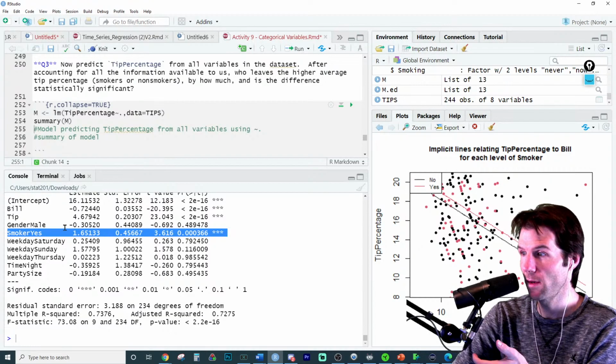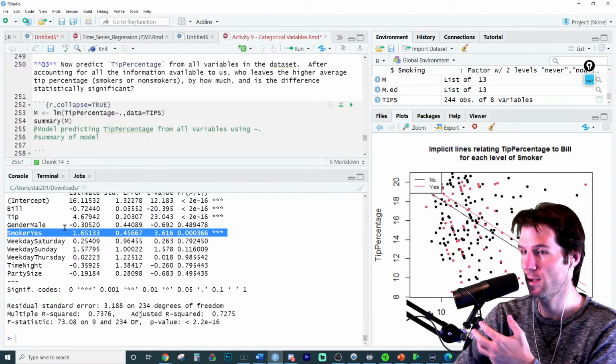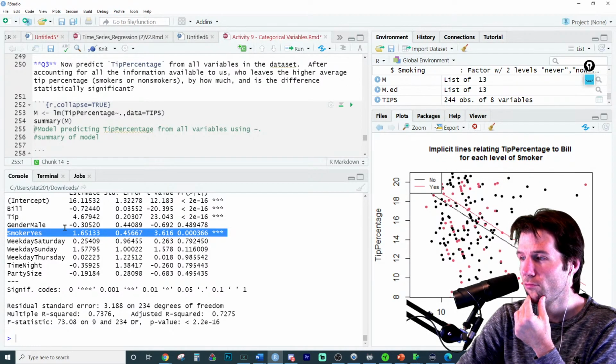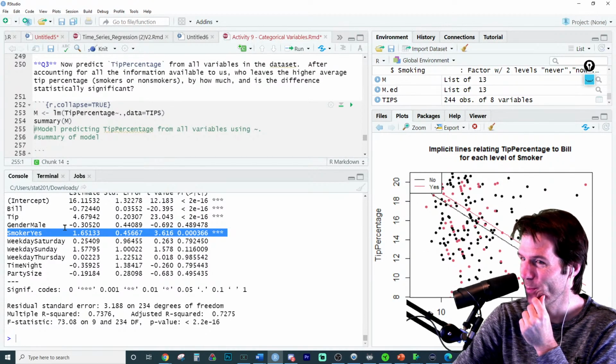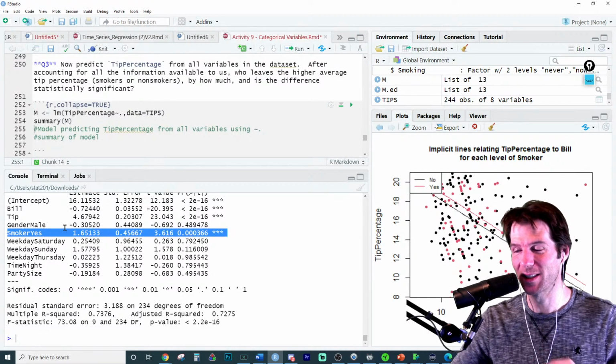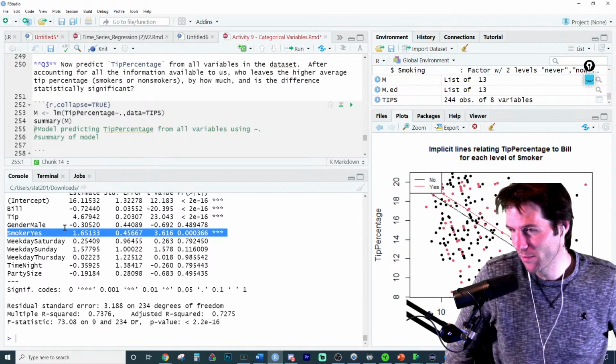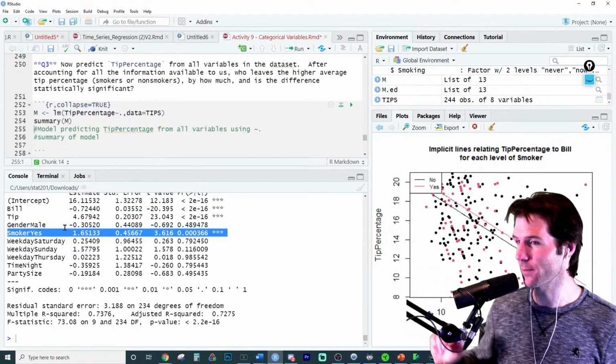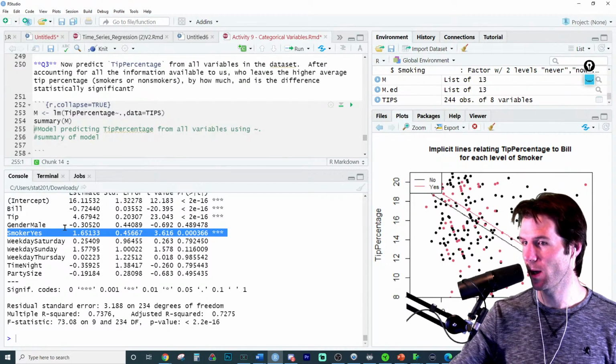So if it's the same day of the week, the same time of the day, same size of party, same bill amount, same tip amount. It's interesting that that's being included because tip amount would definitely be correlated with tip percentage. Like how much did you tip? That's going to be correlated with tip percentage. And same gender of the individual, which right here doesn't matter. It's not statistically significant in this model.